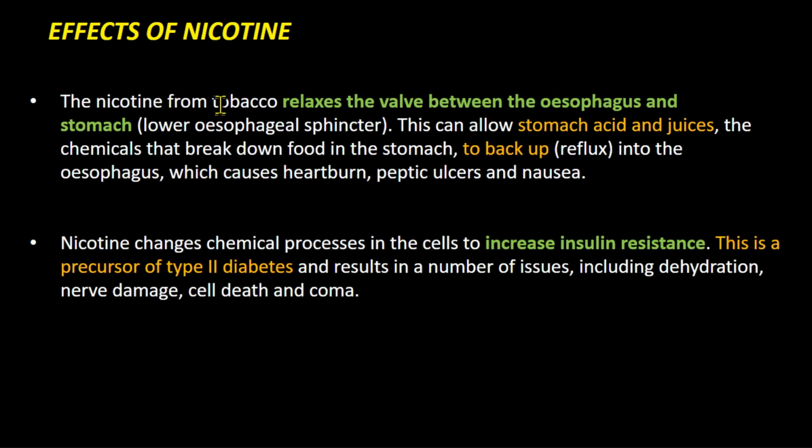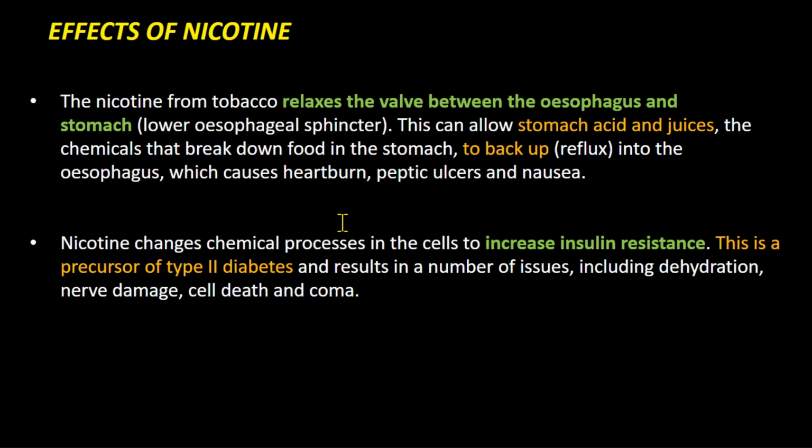The nicotine from tobacco relaxes the valve between the esophagus and the stomach. This is the lower esophageal sphincter. This can allow stomach acid and juices to build up there. This would result in reflux into the esophagus. The chemicals that break down food in the stomach would reflux, and this would cause heartburn, peptic ulcers or stomach ulcers, and nausea. Lastly, nicotine changes chemical processes in the cells to increase insulin resistance.